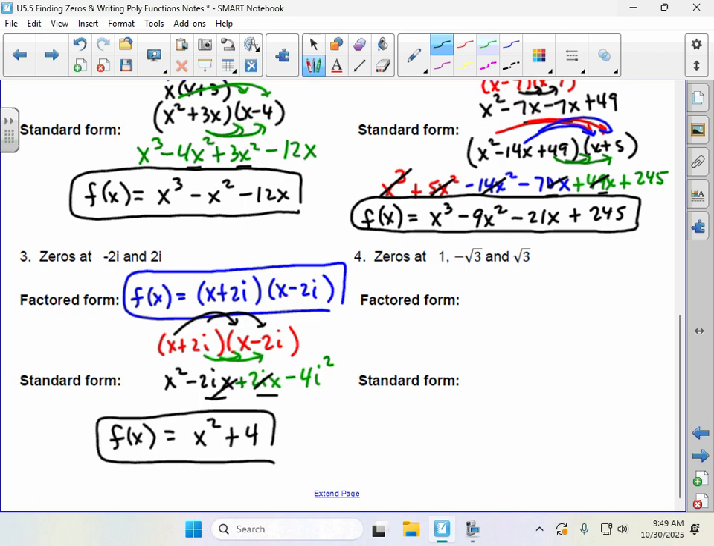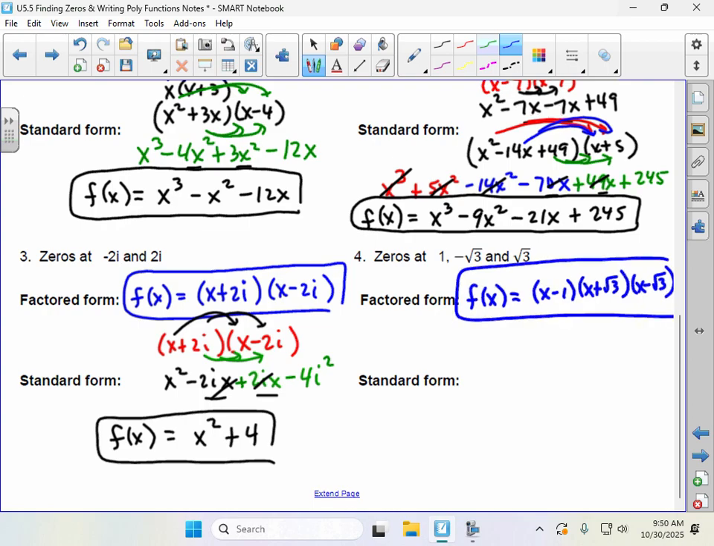All right, and then number 4, our zeros are 1, negative root 3, and positive root 3. All right, so let's list out the factors. So x minus 1, x plus root 3, x minus root 3. All right, so there's our factored form. It's a degree 3 polynomial.